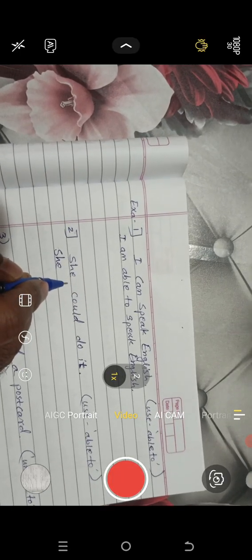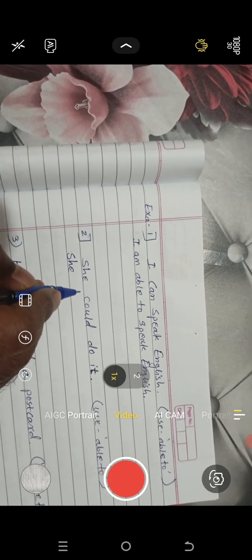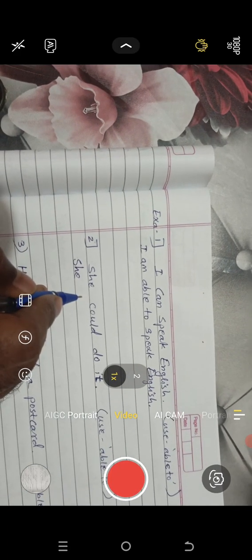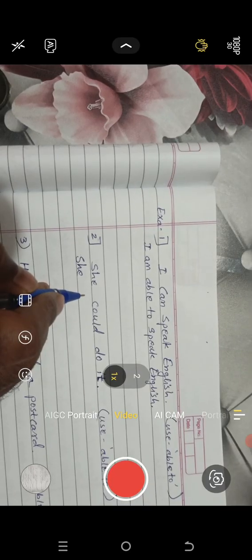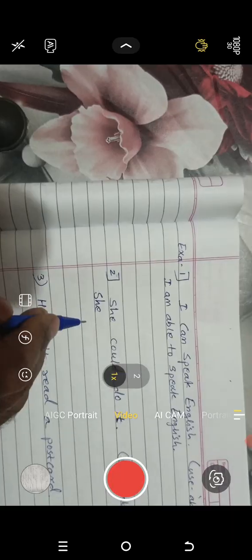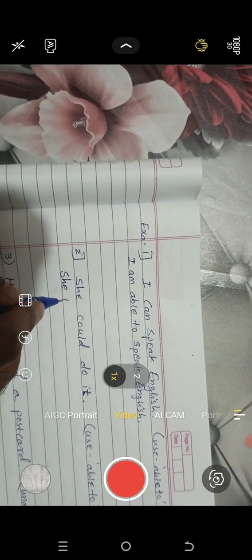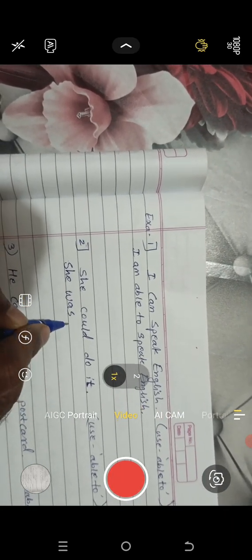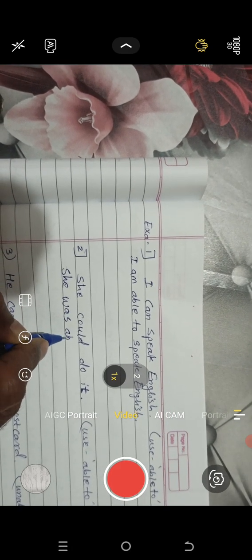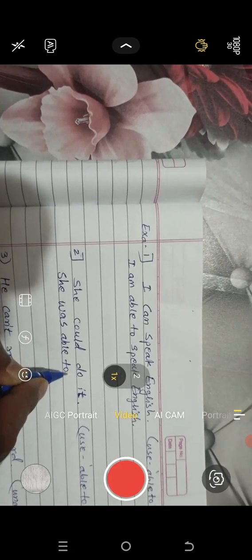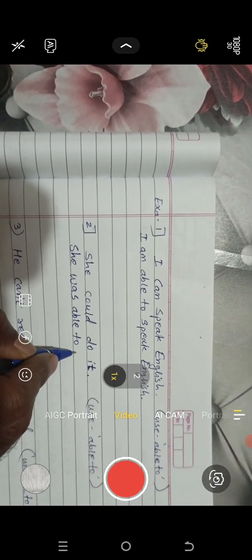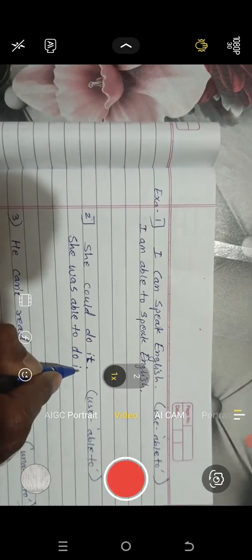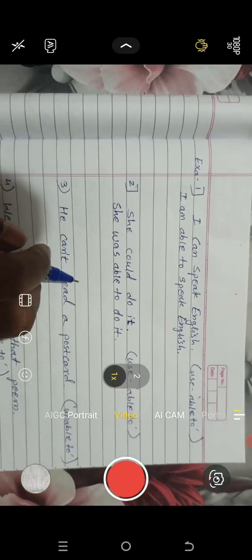So we begin the sentence with she, and then we should remove the could from that sentence and use the correct to be's past tense form according to the subject. Here it is she, that's why we have to use was, the correct to be's form. So here she was, and then we have to write able to, and then we have to write the remaining part of the sentence as it is. Means she was able to do it. This is the answer of this sentence.